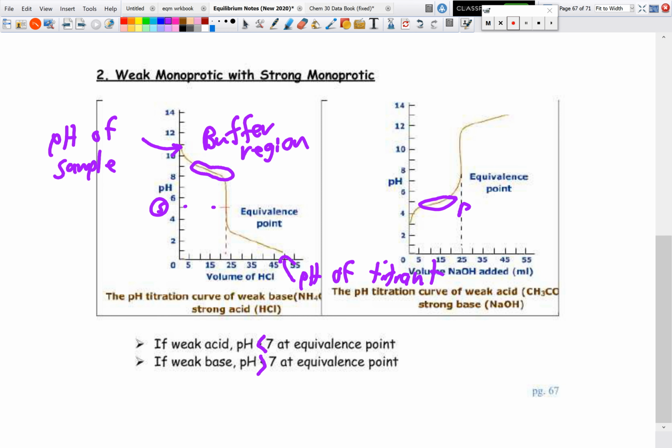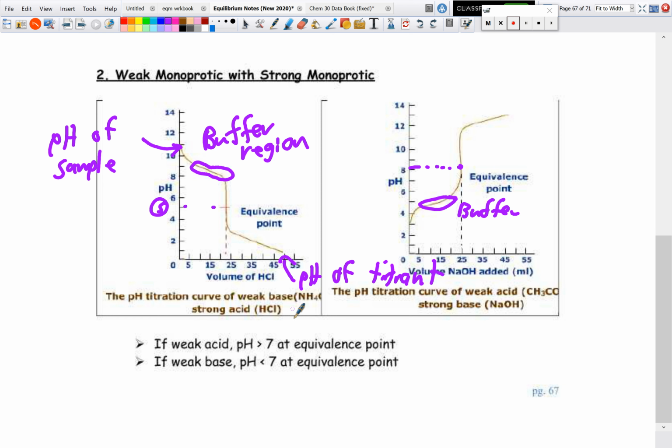We see our buffer region and the equivalence point. Same thing because we're starting with a weak acid. So the pH, oh sorry, these were actually correct. I was looking at the wrong graph there. Sorry, didn't mean to confuse you guys.